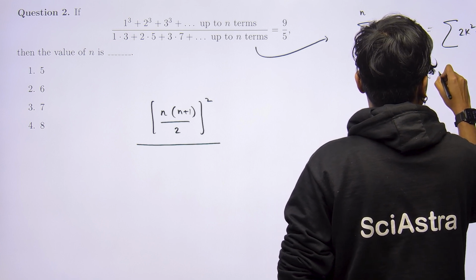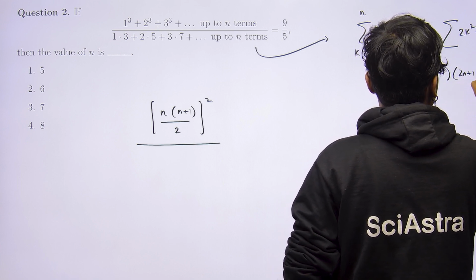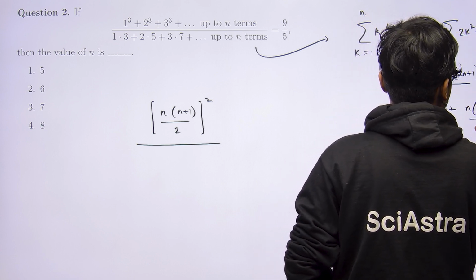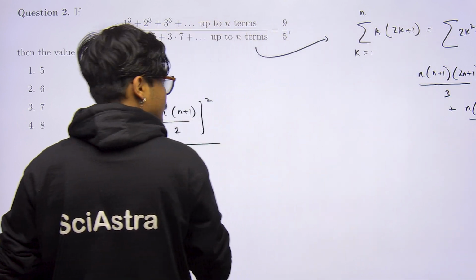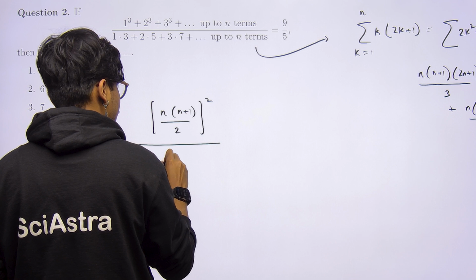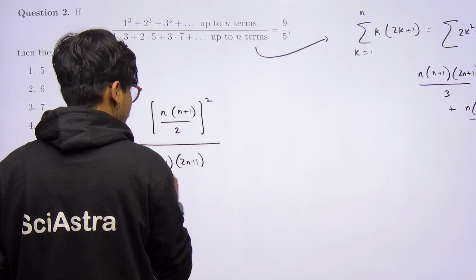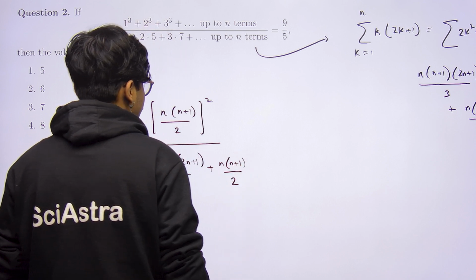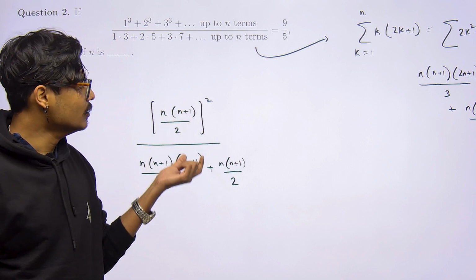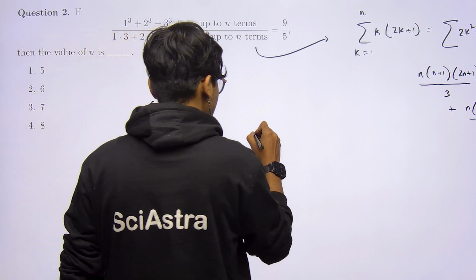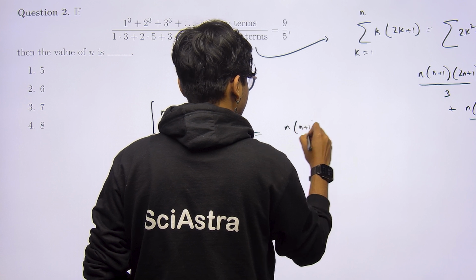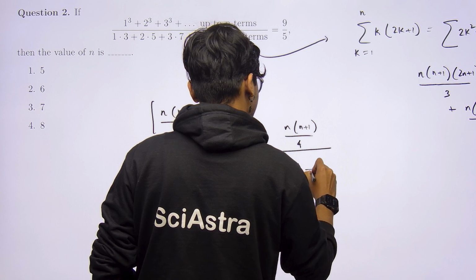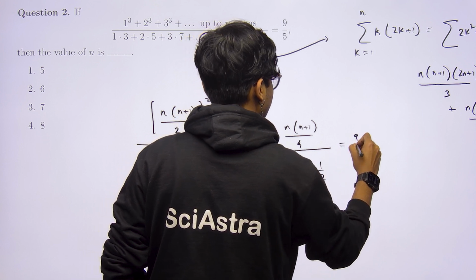So it will be n(n+1)(2n+1)/6 multiplied with a 2 will give you a 3, plus n(n+1)/2, right? So this is the denominator. So if I put this here, you'll get n(n+1)(2n+1)/3 plus n(n+1)/2. So now you can cancel out n(n+1) from the numerator and the denominator, right? So from here you'll get [n(n+1)/4] divided by [(2n+1)/3 + 1/2], which should be equal to 9 by 5.